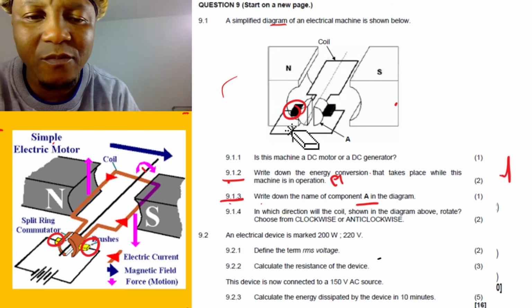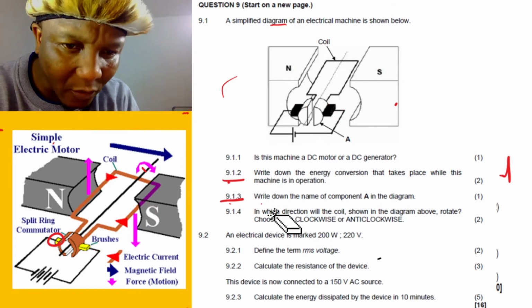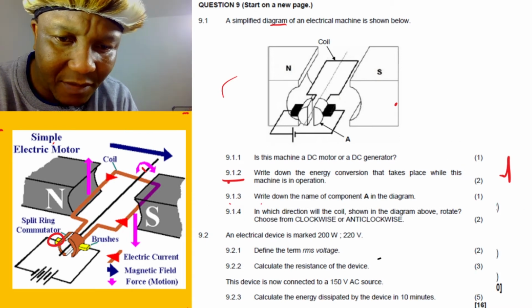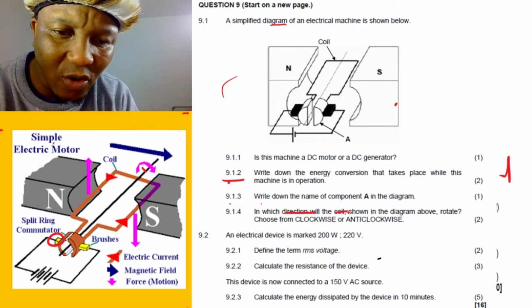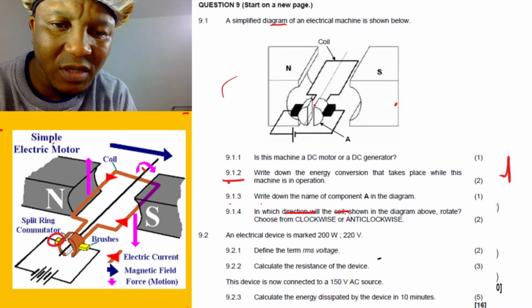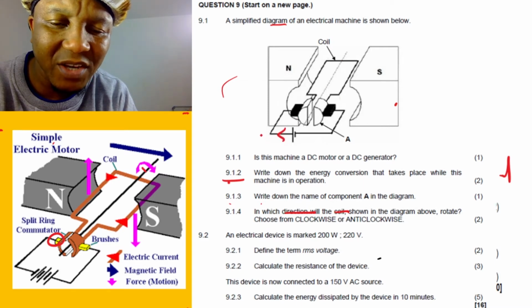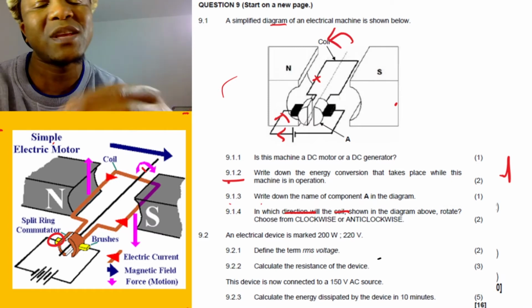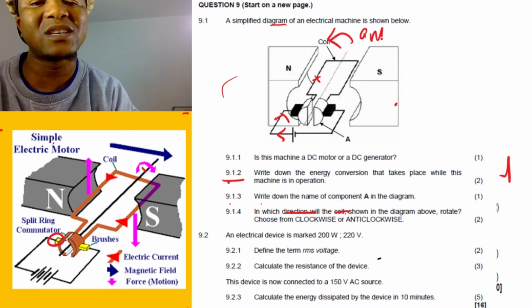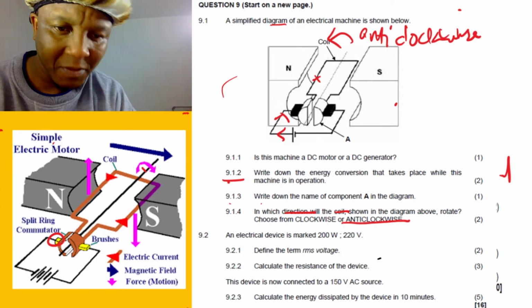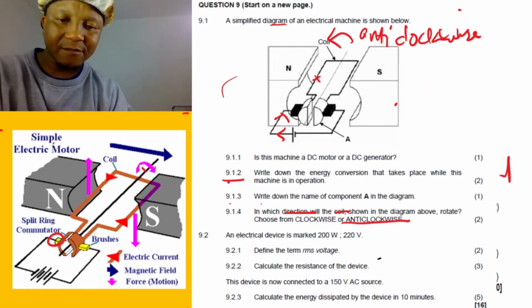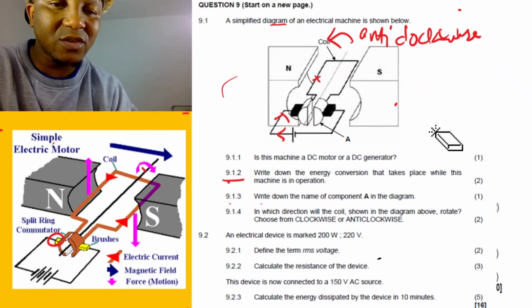Now, let's continue. Now, what do they want? They say, in which direction will the coil rotate? So this coil for this case is going to be what? Remember, the current is going to go that direction. Going that direction means this is going to rotate the other way, just like I explained before. So it's going to be anti-clockwise. Okay, done. Now, let's go to the next one.